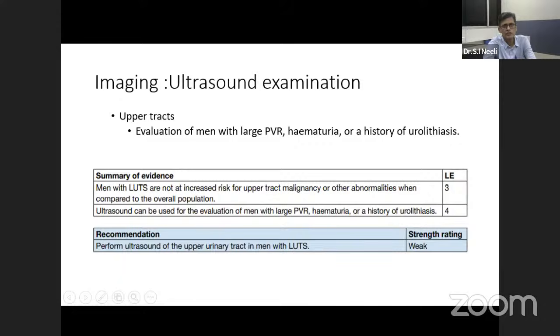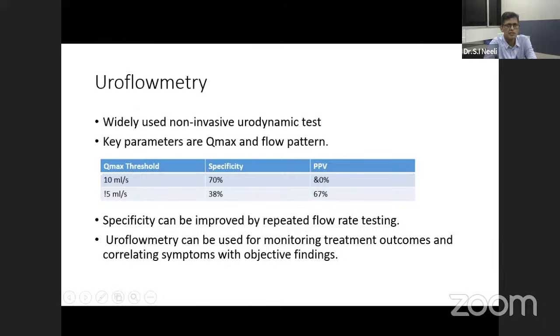The evaluation of the upper tracts by ultrasound is indicated in patients having large PVR with history of hematuria or history of urolithiasis. The ultrasound is also indicated in patients having renal insufficiency. The next common investigation which is utilized in the outpatient department is the uroflowmetry.